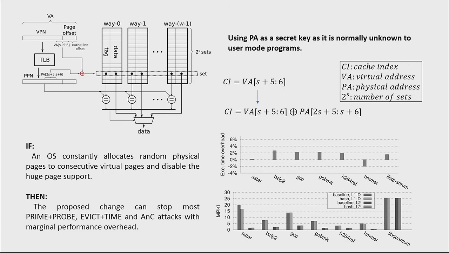As long as the OS constantly allocates random physical pages to virtual pages and disables large page support for these userland programs, we increase the difficulty of cache attacks quite a lot. We implemented this on the BOOM SoC and found the performance overhead is quite marginal. Here you can see the performance drop is probably in the 1 to 2% area. Thank you.